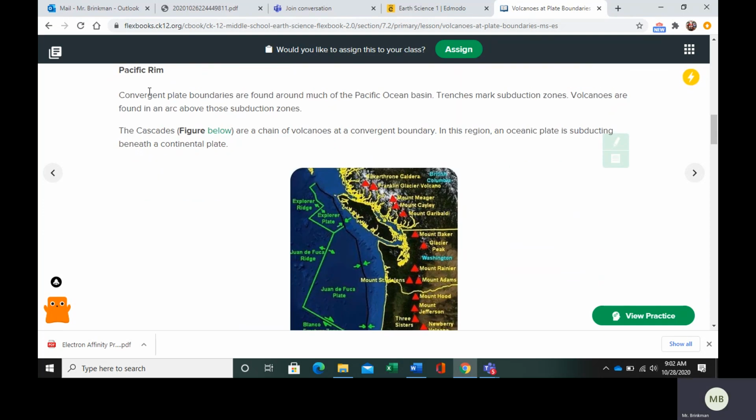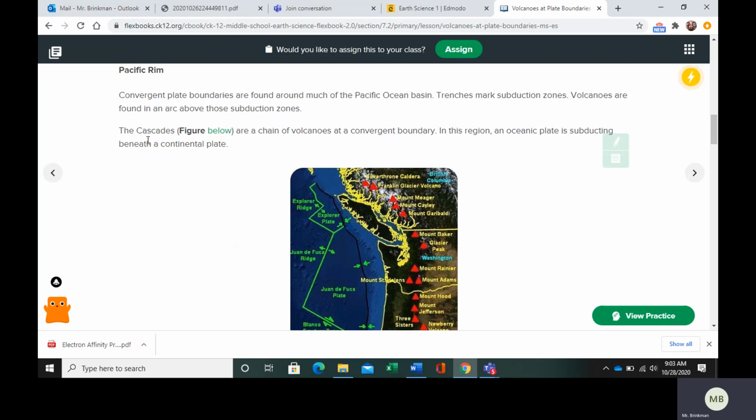So the Pacific Rim, there are a lot of convergent plate boundaries in the Pacific Ocean Basin. Remember, around that area called the Pacific Ring of Fire. And oceanic trenches are places where we have subduction zones. All right, and volcanoes are going to be found at these subduction zones.